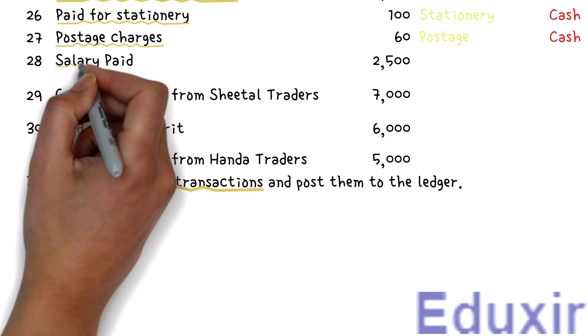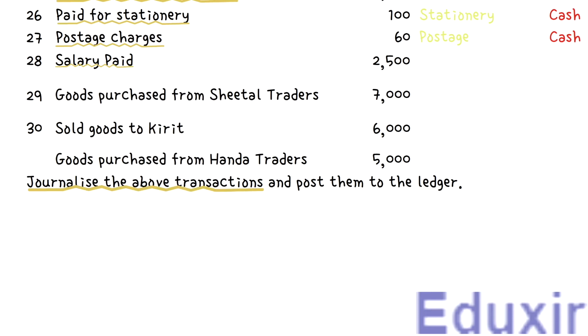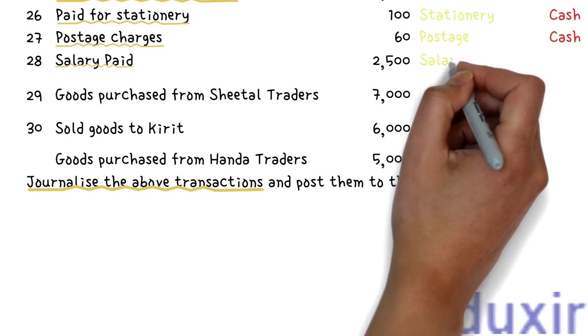In this transaction, the business has paid salary amounting to 2500 rupees. As you are aware, unless otherwise specified, all the payments are considered to be done in cash. So, this transaction can be restated as salary paid in cash. So, in this transaction, the business is incurring an expense named salary. The rule to record any expense incurred is to debit the corresponding expenses account. In this case, the salary account should be debited.